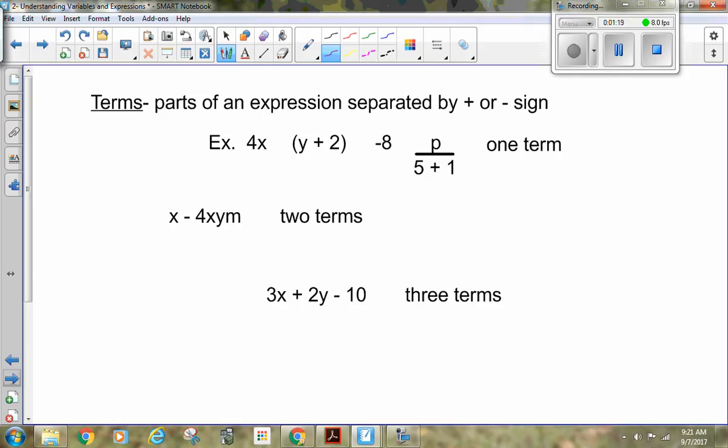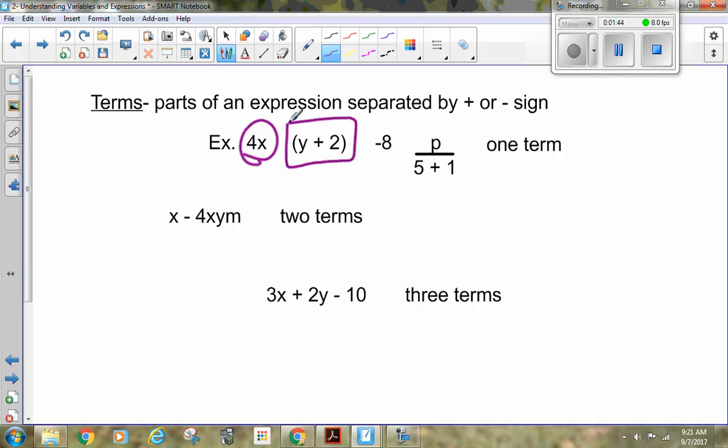All right, terms. A term is part of an expression that's separated by an addition or subtraction sign. So for example, we have 4x, that's one term, it's not separated by an addition or subtraction. If we look here at this next one, we do see an addition sign, but because of these parentheses, that makes this entire piece one term. Okay, -8, one term.